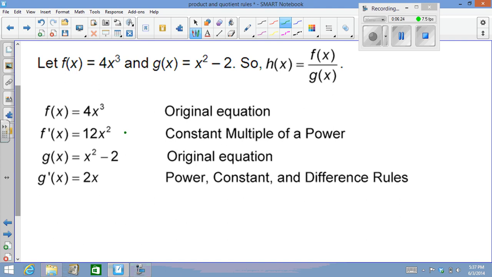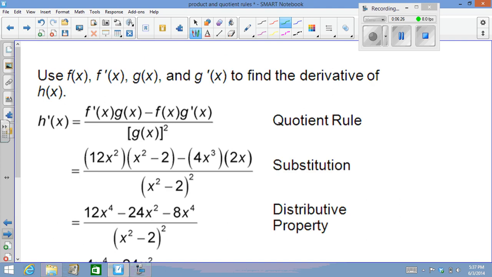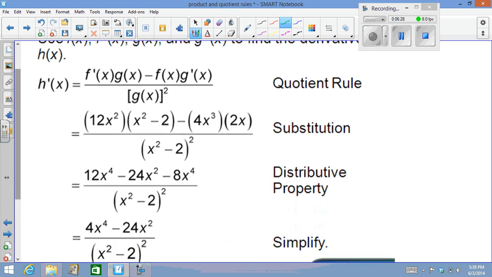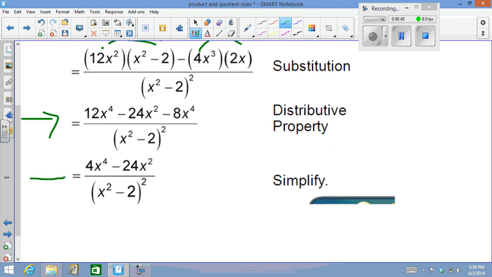Then I'm going to take those and substitute them into my quotient rule. So the quotient rule says I take the derivative of the top times the bottom minus the top times the derivative of the bottom over the bottom squared. And then I would multiply these out, and I would end up with this particular term, which then I can combine like terms and get this.